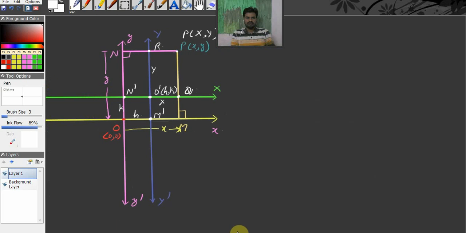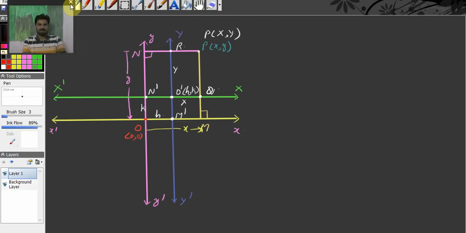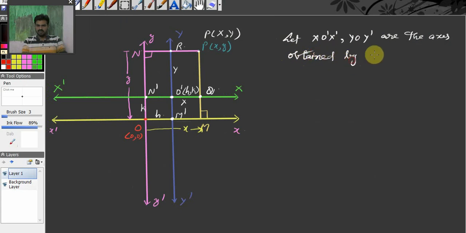So what we have taken here, consider let capital X O dash X dash, capital Y O dash Y dash be the axes obtained by translation of axis.